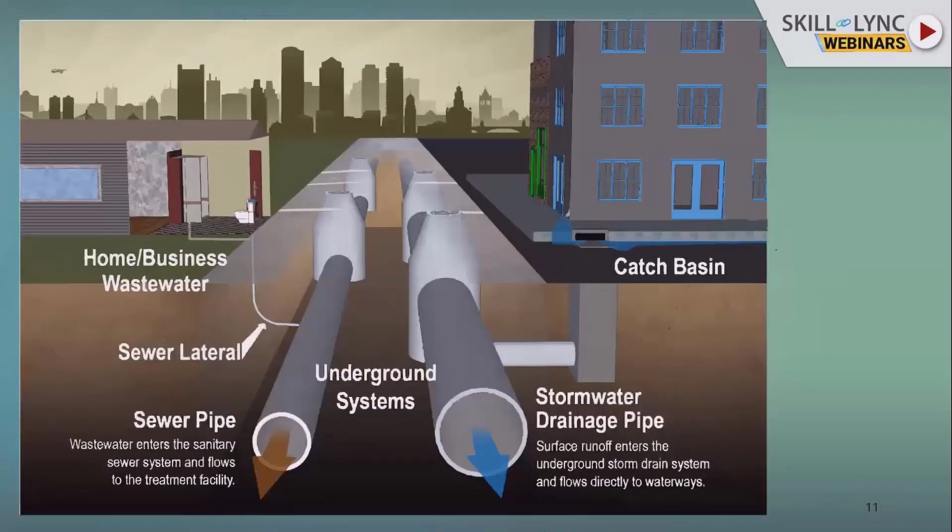This is another system. You can see there is one sewer pipe. It is collecting sewage water from the city. There is another underground system on the other side. This is the stormwater drainage pipe. This collects water from the city through the catch basin and discharges it away from the city. So why am I giving this information? You can see there are manholes, there are catch basins, there are pipes.